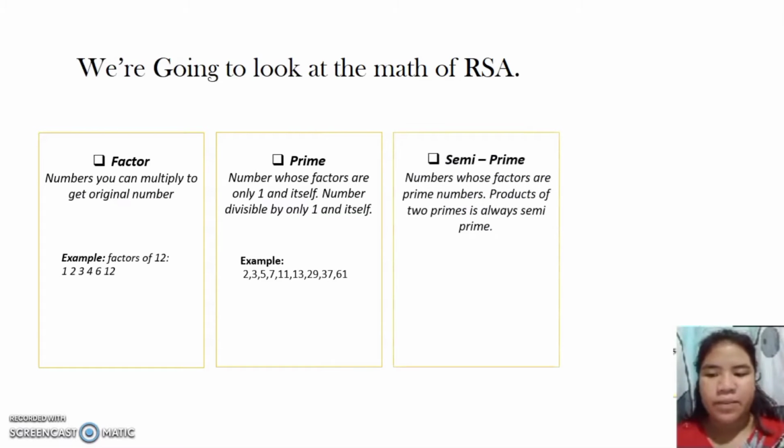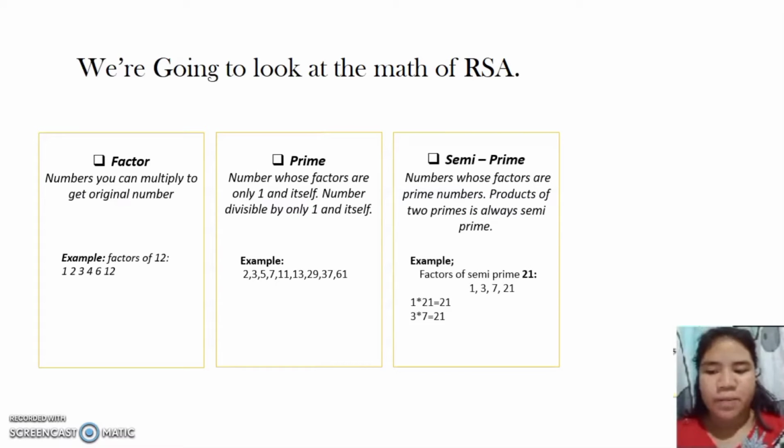Semi-prime: numbers whose factors are prime numbers. The product of two primes is always a semi-prime. For example, the factors of semi-prime 21: 1 multiplied by 21 is equal to 21. Another one is 3 multiplied by 7 is equal to 21. So the factors of semi-prime 21 are 1, 3, 7, and 21.